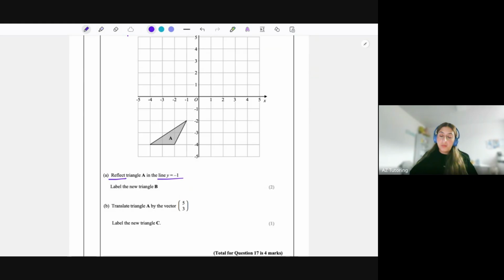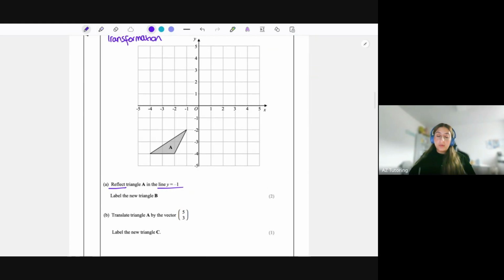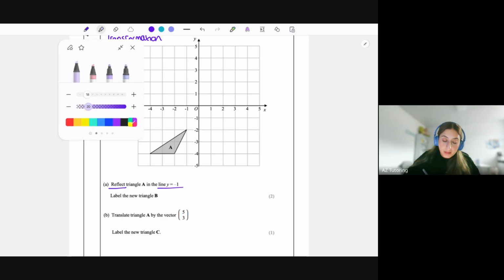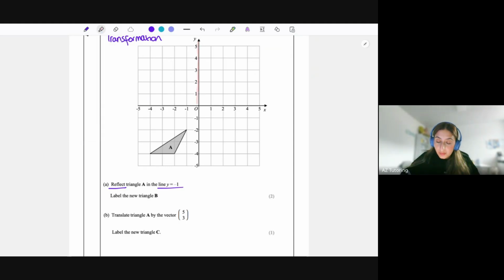So I need to draw the line y equals -1. I know y equals -1 needs to cut through the y-axis horizontally at -1, which is here. So my mirror line is going to be here, cutting through the y-axis at -1. The trick to this question is, for each corner, each vertex of the triangle, you see how far the distance is from the mirror line, and you draw it the same exact distance on the opposite side.